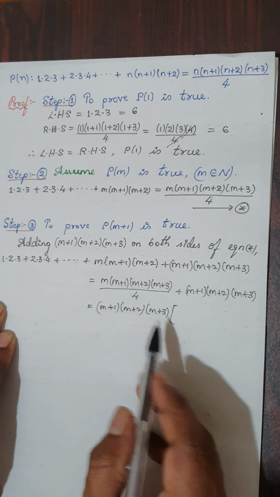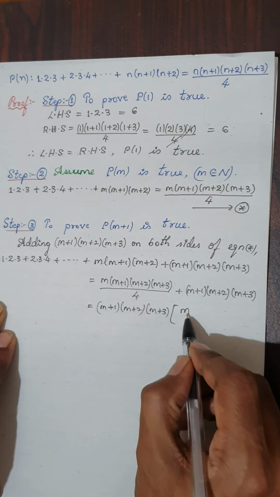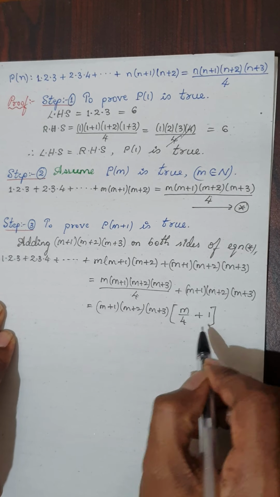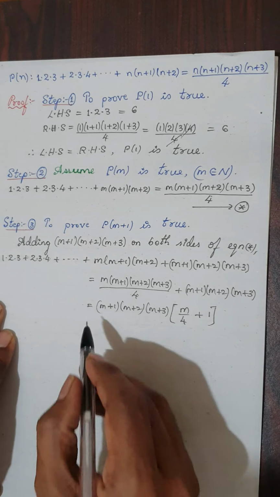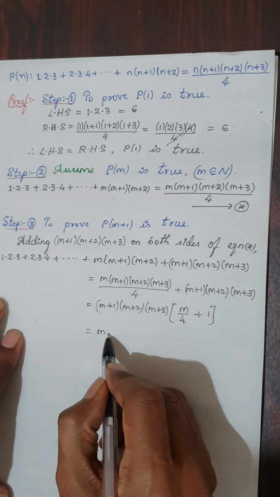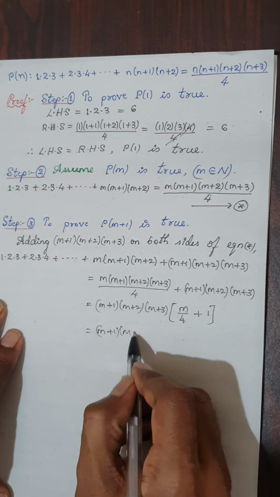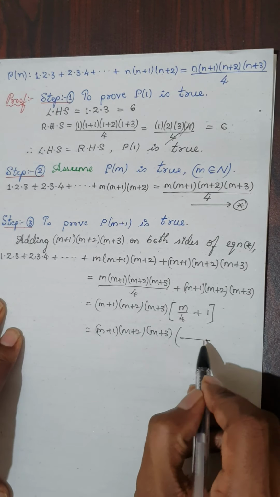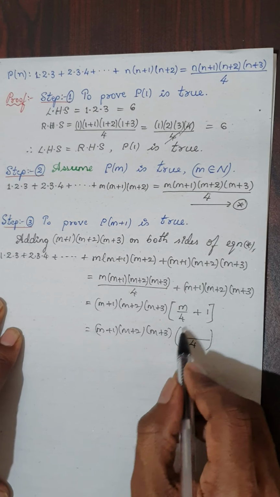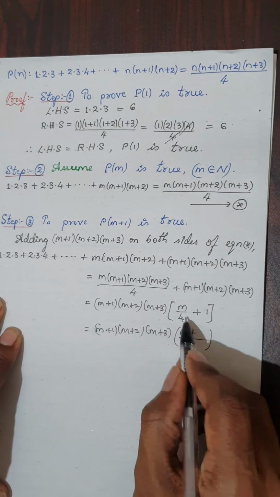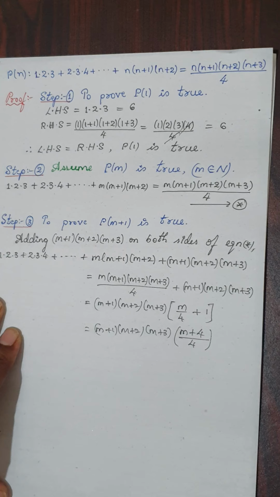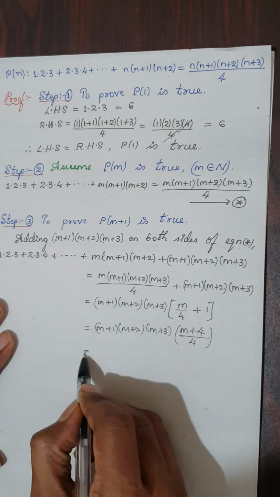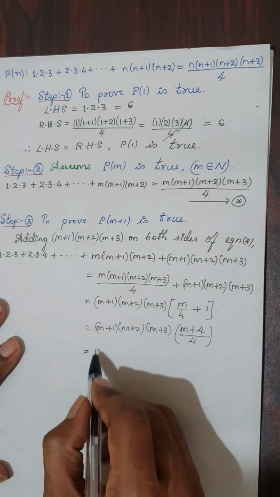If you take this common in both the terms, in the first term you are left with m by 4. In the second term, everything is taken common, so just 1 is remaining. So this is nothing but m plus 1 into m plus 2 into m plus 3, with no more changes here. Here I'll take the LCM, the denominator will be 4. If you cross multiply, you will get 1 into 4, which is 4. You have almost approached the conclusion of the third step.